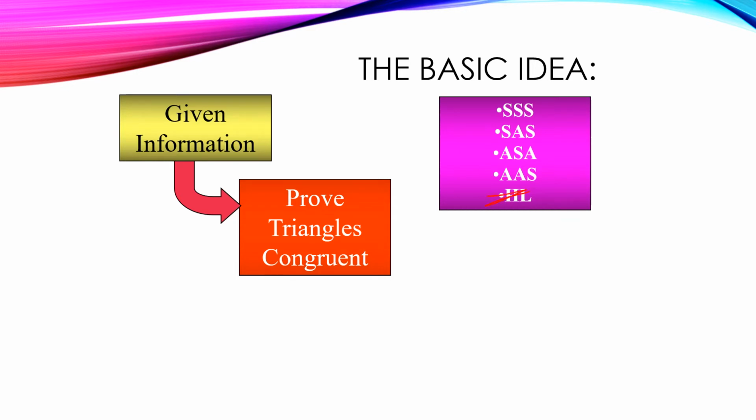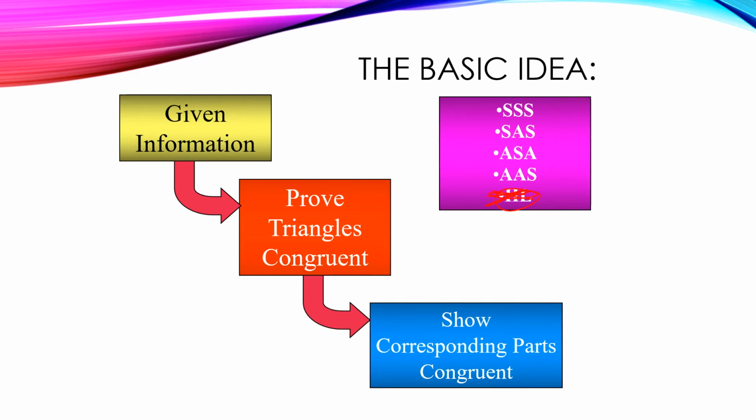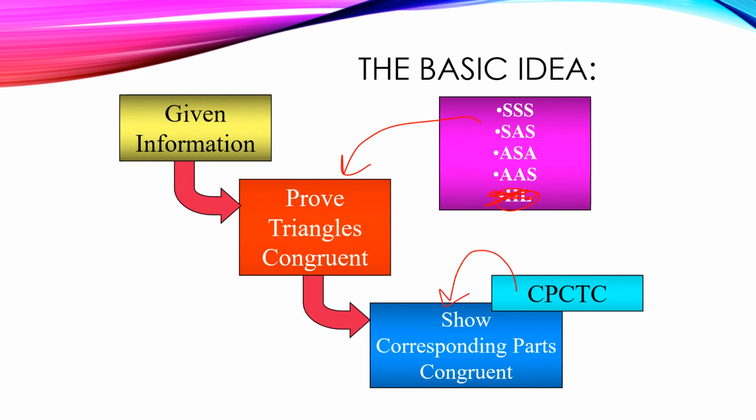HL we haven't learned yet. That will come at the end of this chapter, but you can use side, side, side, side, angle, side, angle, side, or angle, angle, side. Once you prove that the triangles are congruent, you can show that the corresponding parts are congruent. So you can say that angle A is congruent to angle D, if they aren't already proved congruent, and that would be by CPCTC. So these are your reasonings behind proving that the triangles are congruent, and these are the reasonings behind showing that the corresponding parts are congruent.